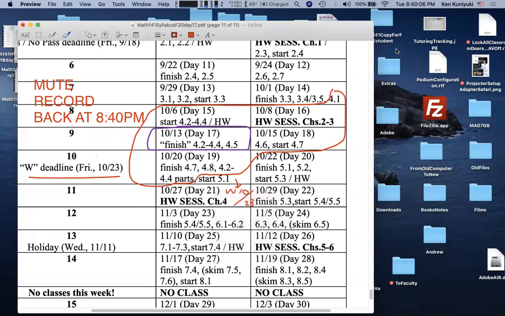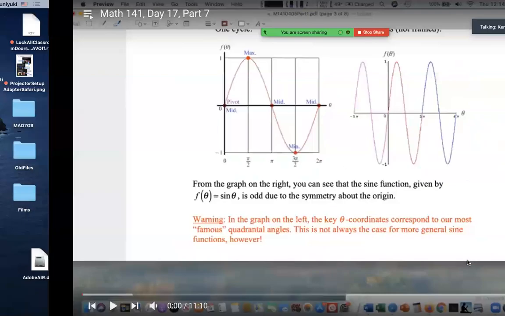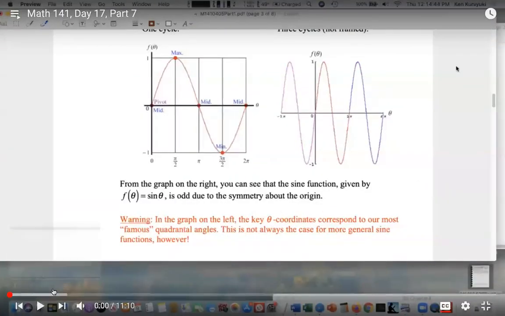Any questions before we start? We'll wait about 20 seconds or so. Any questions before we start? And we'll take questions after class today. Okay, let's proceed. We're up to part 7 now.